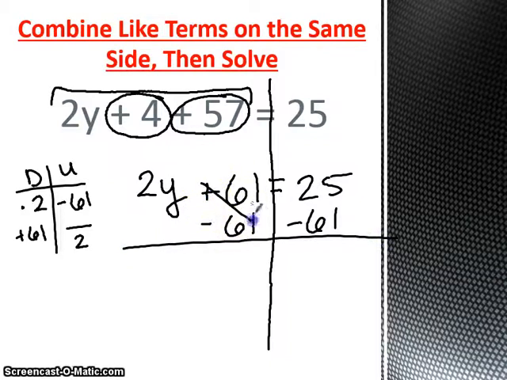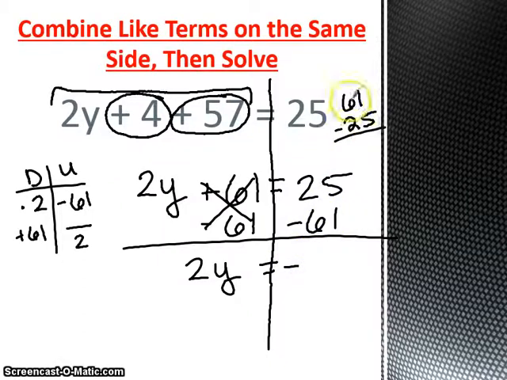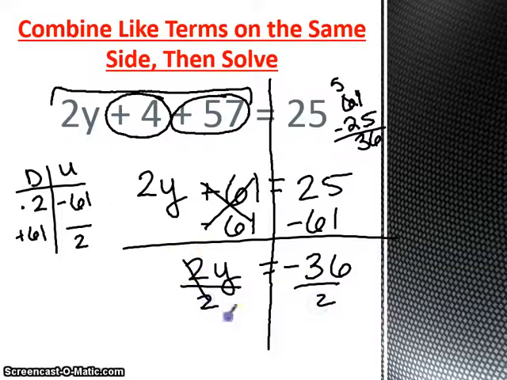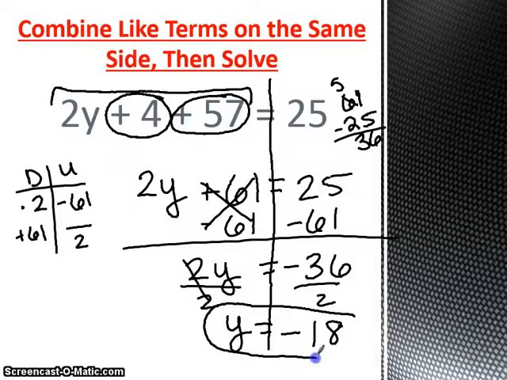Positive 61 minus 61 makes 0, so we get 2y equals, now negative 61 and positive 25. We owe more than we have, so we're going to owe the difference between them. So take 61 and subtract 25, and we get 36. So negative 36. Divide each side by 2, and we get y equals, a negative divided by a positive is a negative, and 36 divided by 2 is 18. So the value of the variable is negative 18.